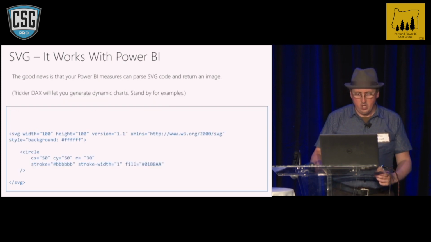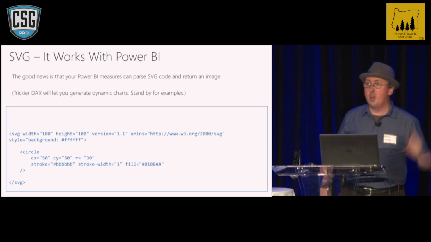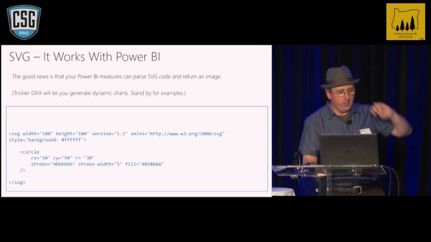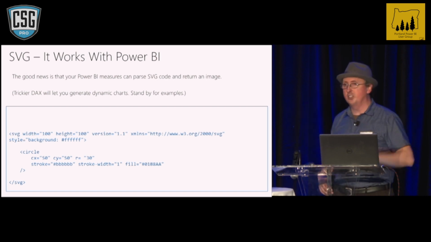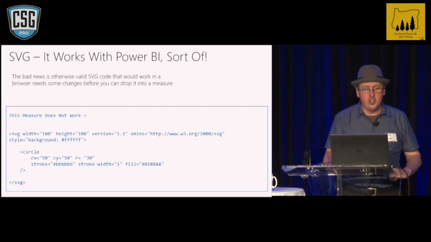Very good. Okay, so the good news is that Power BI measures can parse SVG code and return an image, which is why I'm speaking to you today, right? A little trickier, you can use DAX to generate dynamic charts. I'll be showing you examples of that in a minute. So the bad news is it doesn't work automatically.